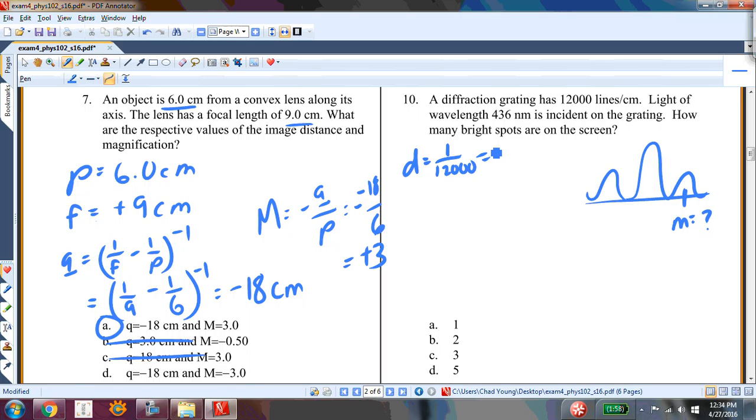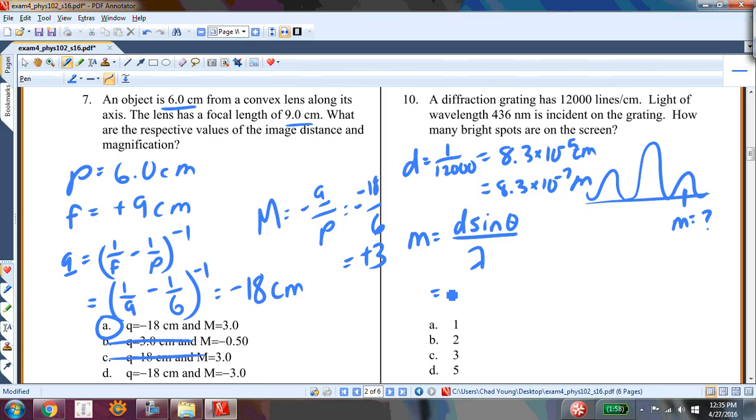8.3 times 10 to the minus 5. That's in meters, though, so it's 8.3 times 10 to the minus 7. Excuse me, that's in centimeters, so 10 to the minus 7 meters. And now we want to figure out what is M. M is equal to d sine theta over lambda. So that's going to be 8.3 to the minus 7 meters sine of 90.